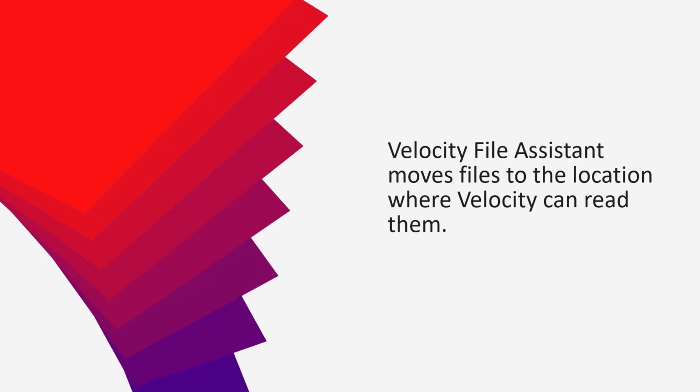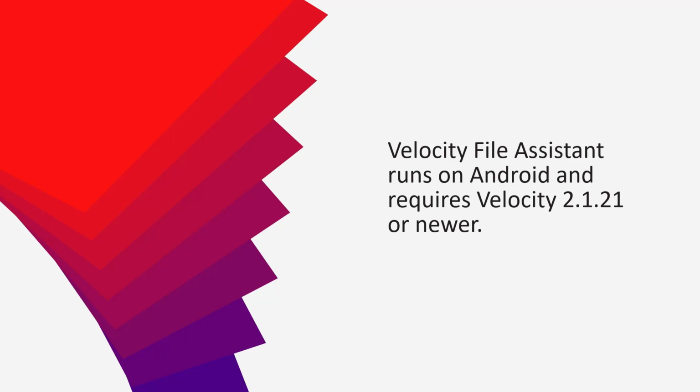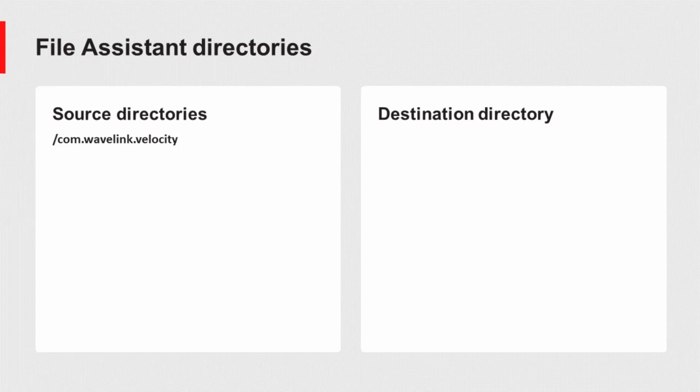Whether you have a device that is upgrading to a newer version of Android, or if you just need to move files from where a user or MDM client puts them, File Assistant moves the Velocity configuration files to a place where the Velocity client can access them. To use Velocity File Assistant, you'll need an Android device with Velocity File Assistant installed and Velocity version 2.1.21 or newer. When File Assistant is installed, it runs whenever Velocity is launched.